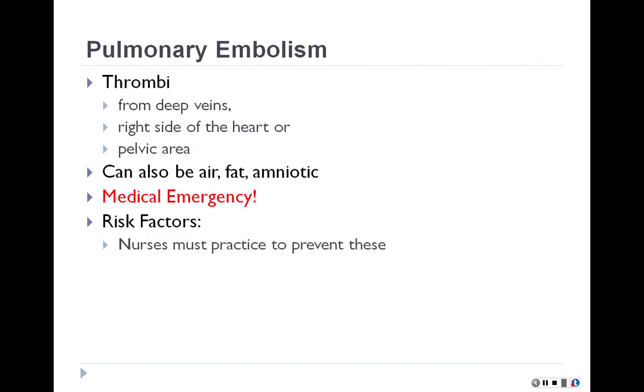Often they come from these deep veins, like hips and legs, that kind of thing, pelvic area. But they can also come from the heart, and we've talked a lot about patients with AFib. What we don't want is for them to break off wherever they are and go to the brain and cause an infarct there. So we're looking at the pulmonary as being the place where a lot of them will stop. They can be clots, but they can also be air, fat, and amniotic fluid. Those are some wild phenomena that can happen to us.